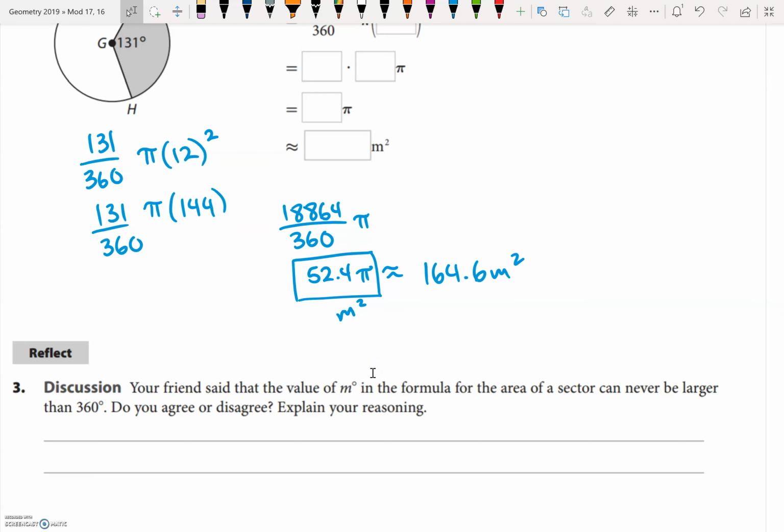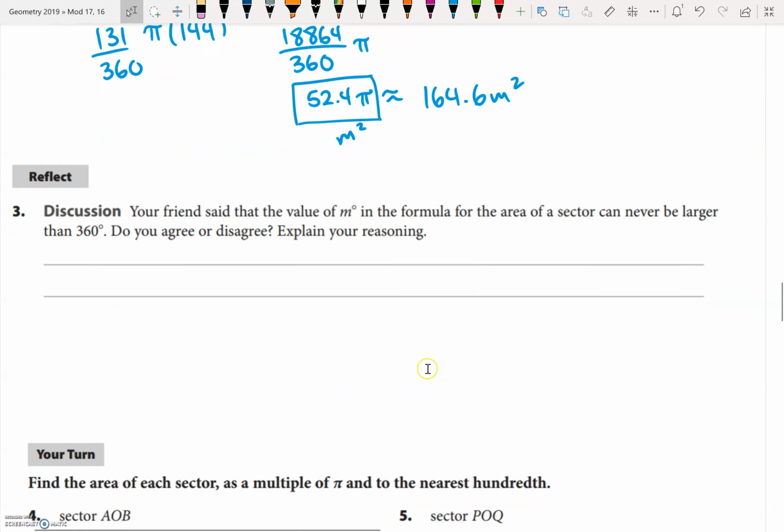Okay, well, let's think about what if m was bigger than 360. Could we have more than our circle? It doesn't make sense for our circle or for a measure of our degrees to be bigger than 360. So we can't do that. So it has to be less than or equal to 360.